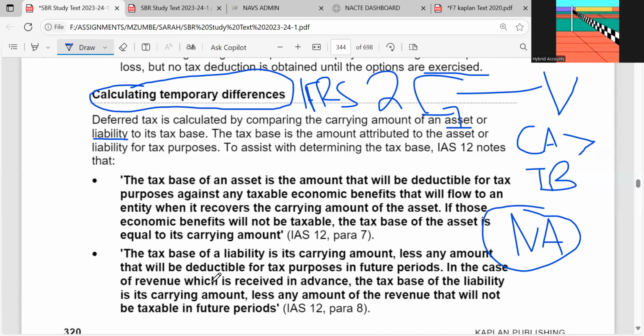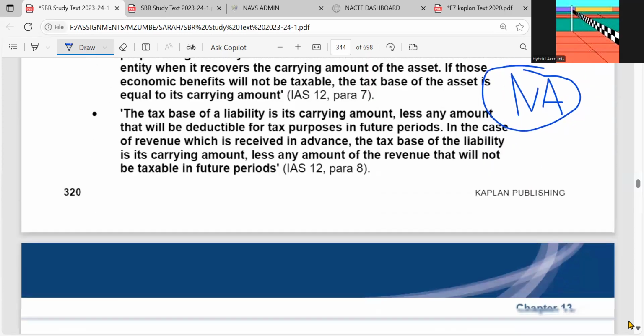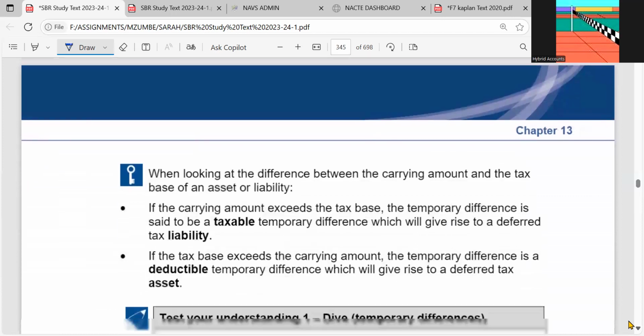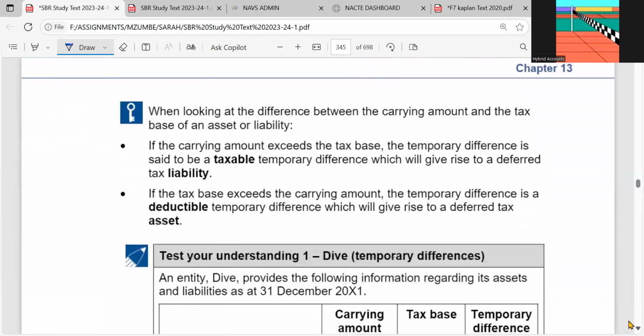In the case of revenue, which is received in advance, we are speaking of deferred income here, right? Let's say, for example, the tax base of the liability is its carrying amount less any amount of the revenue that will not be taxable in the future what? In the future periods. We're going to see this when you apply the concepts. You know, deferred tax is a topic that when you study, it may be a bit difficult for you to conceptualize, so you have to go with the examples and learn the practicalities of it, right?